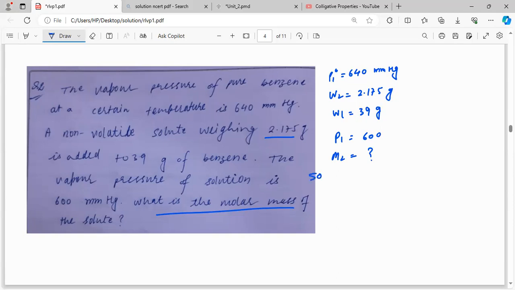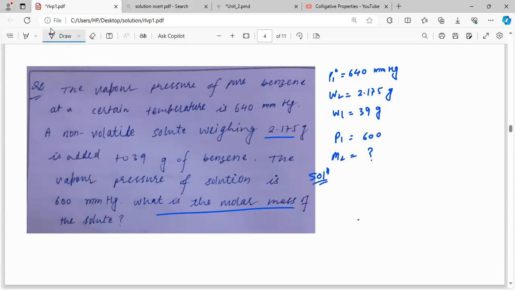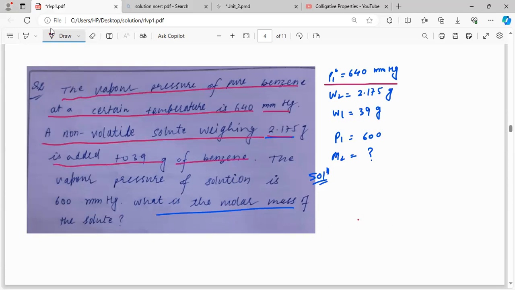Okay, let us see, I am doing here. These are the information. The vapor pressure of pure benzene at a certain temperature is 640, so this is P1 naught, that is 640 mmHg. A non-volatile solute, W2, weighing 2.175 gram is added to 39 gram of benzene. Then the vapor pressure of the solution is 600. It is reduced when you are adding the non-volatile solute. What is the molar mass of the solute?